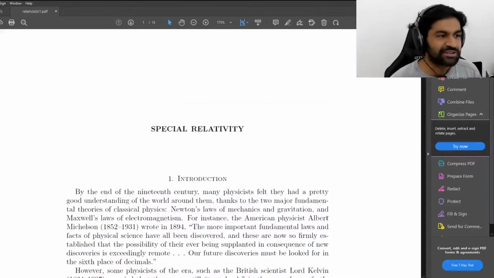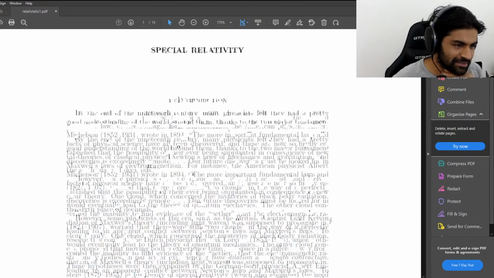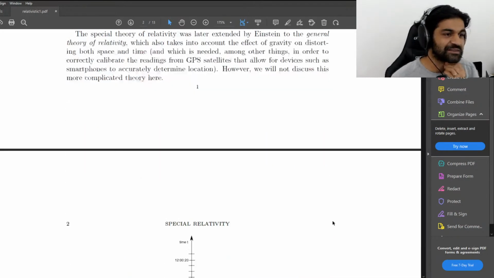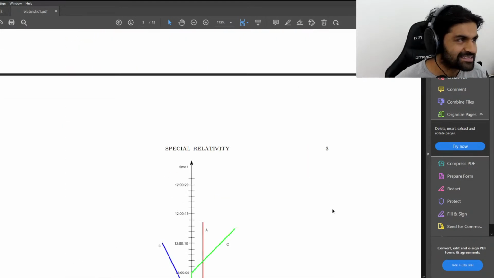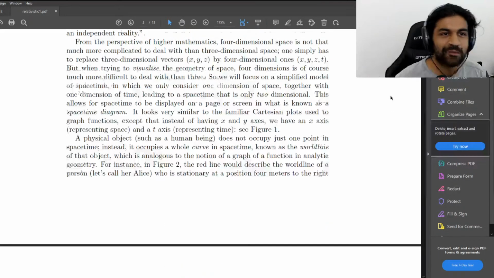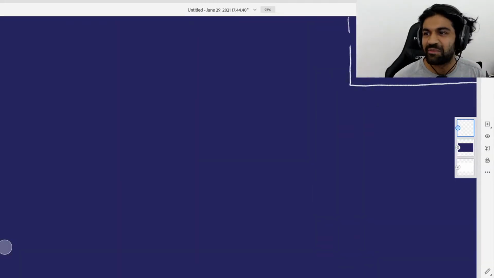If you'd like to read this on your own, you just type in Terence Tao special relativity into Google, and it'll probably be the first or second result. So this is the derivation that we are going to follow, and it's a 13-page thing. Though this is already a very concise derivation, I'm going to make it even more concise, basically.